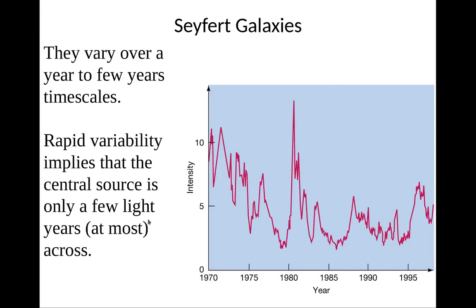You don't see this in normal galaxies because the stars live tens of billions of years, and so basically it's just flat, right? But here it's varying on a year by year basis, and so in order to have that happen, the source cannot be larger than a few light years across.